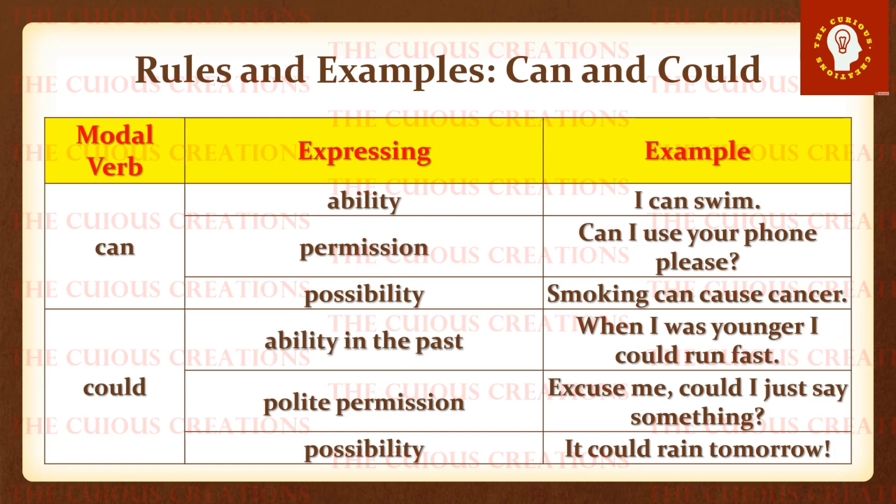Excuse me, could I just say something? In this example, the person is seeking a polite permission. Another instance, it could rain tomorrow. In this one, we have a very weak possibility of rain the next day.